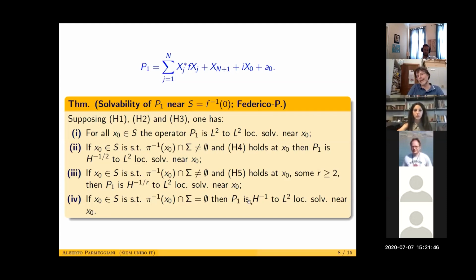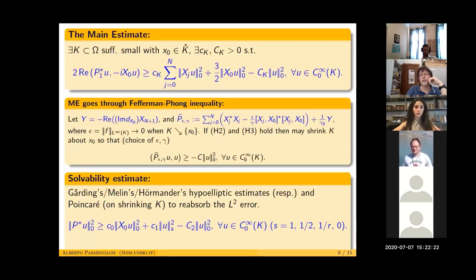This is exactly the case of the adjoint of the Kannai operator. So you have H minus 1 to L2 local solvability. Because you see, if you take the sums of squares, take off f plus the x naught squared, then it's elliptic because you don't see microlocally the singularity. So we have this kind of result. One may ask also what happens out of S. Well, there you do not really have to impose all these conditions. So in general, one can have L2 to L2 local solvability. But then the conditions are much weaker.